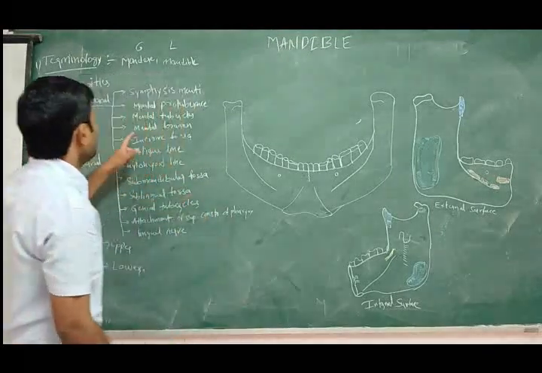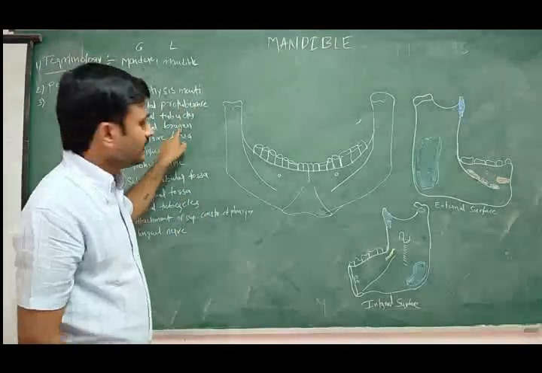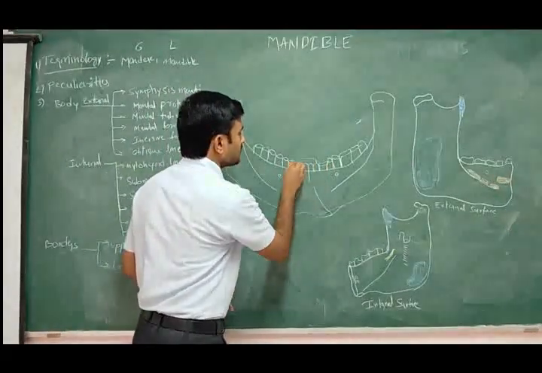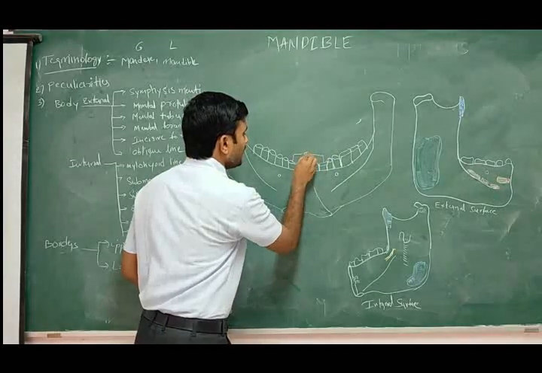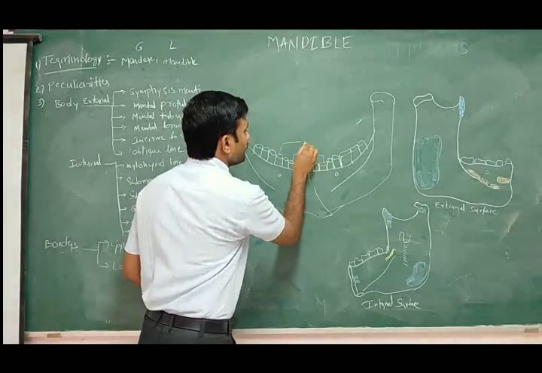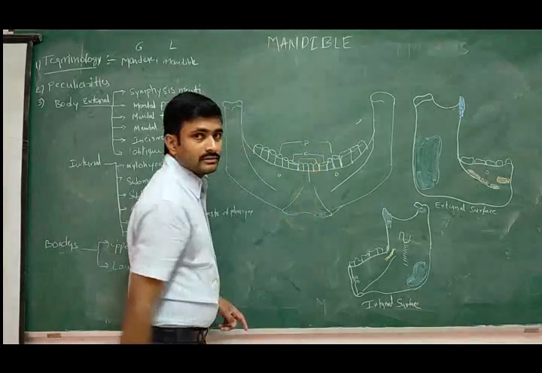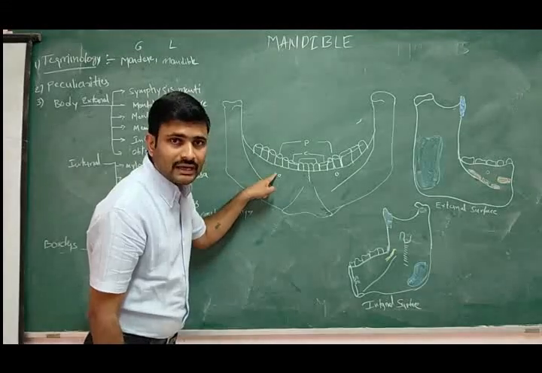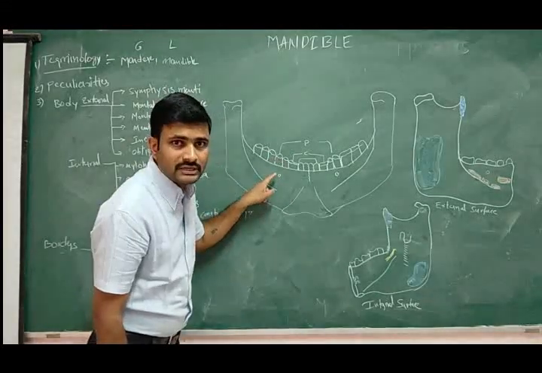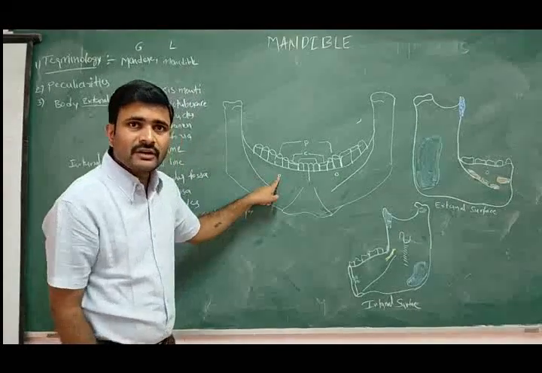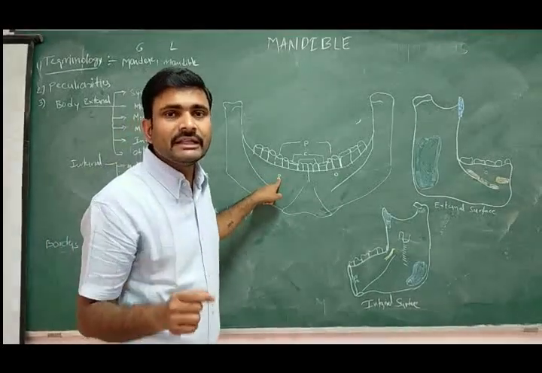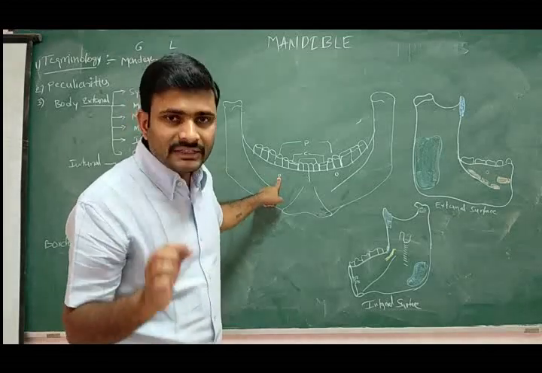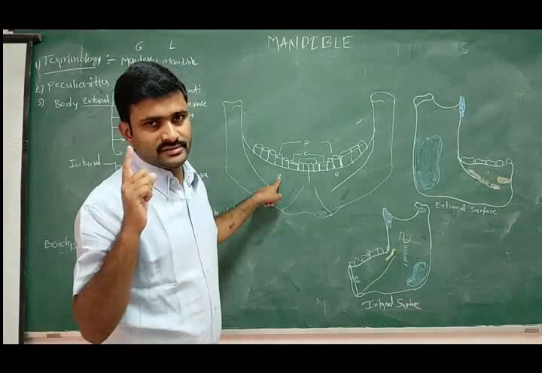Next point is the mental foramen. Here the teeth are present. These four are the incisors, these two are the canines, and these are the premolars. Below the second premolar, or at the junction between the two premolars, there is one foramen. That foramen is called the mental foramen. Through this mental foramen, the mental nerve and the mental vessels pass.